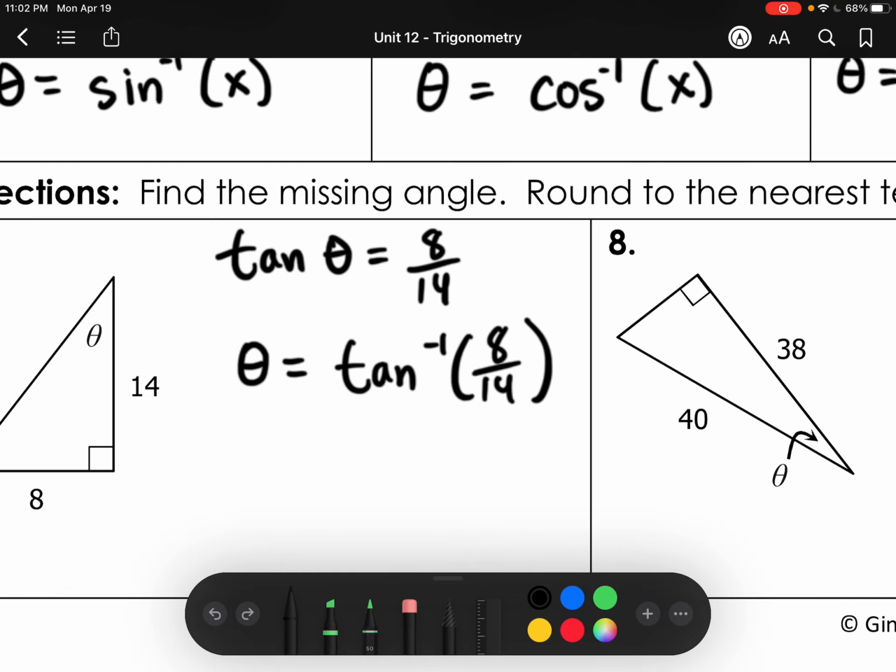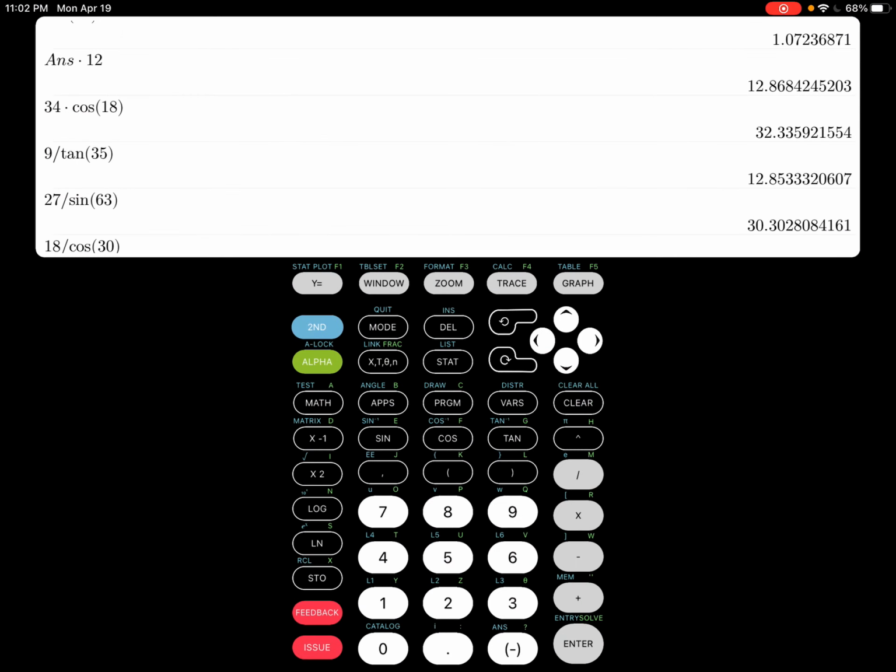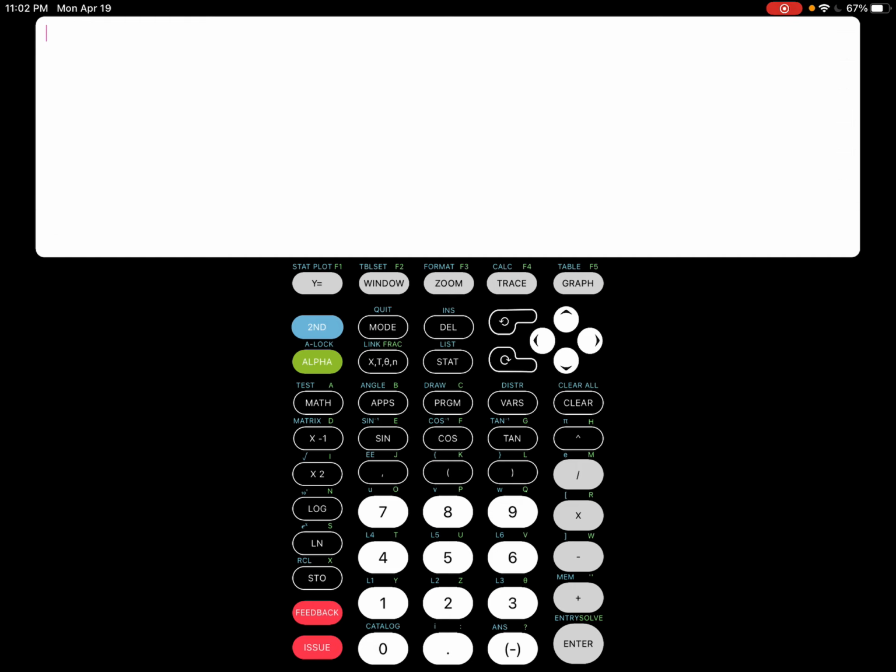All right, and we're going to round to the nearest tenth, so we're going to go back to our calculator. Look again at the sine, cosine, and tangent buttons. If you look right above them, to the left, it says sine inverse, so sine to the -1 exponent, cosine to the -1 exponent, tangent to the -1 exponent. Those are going to be the functions that we use.